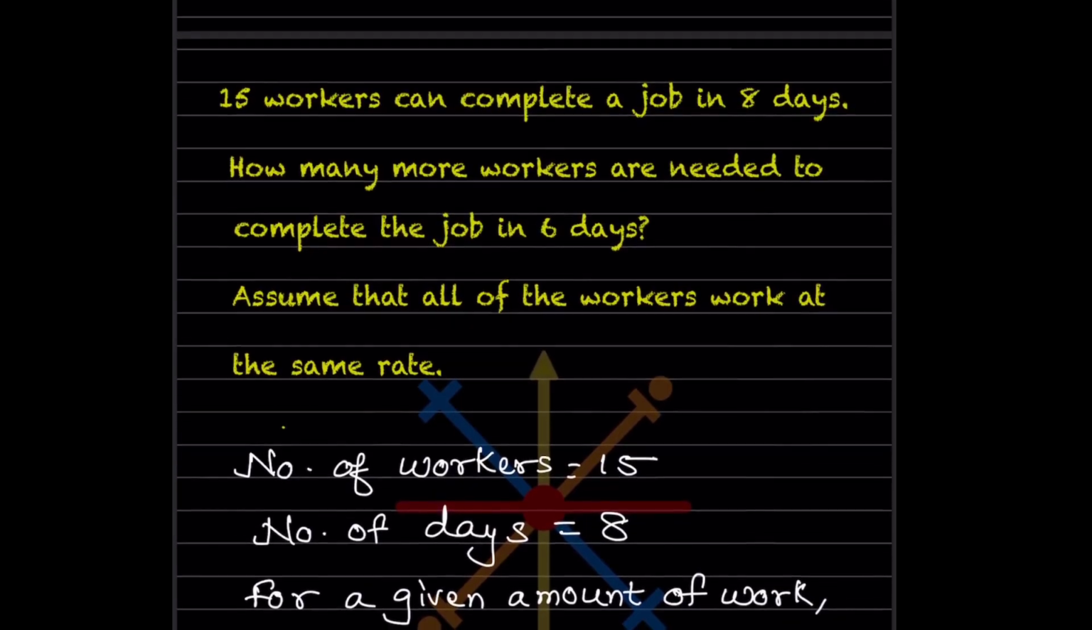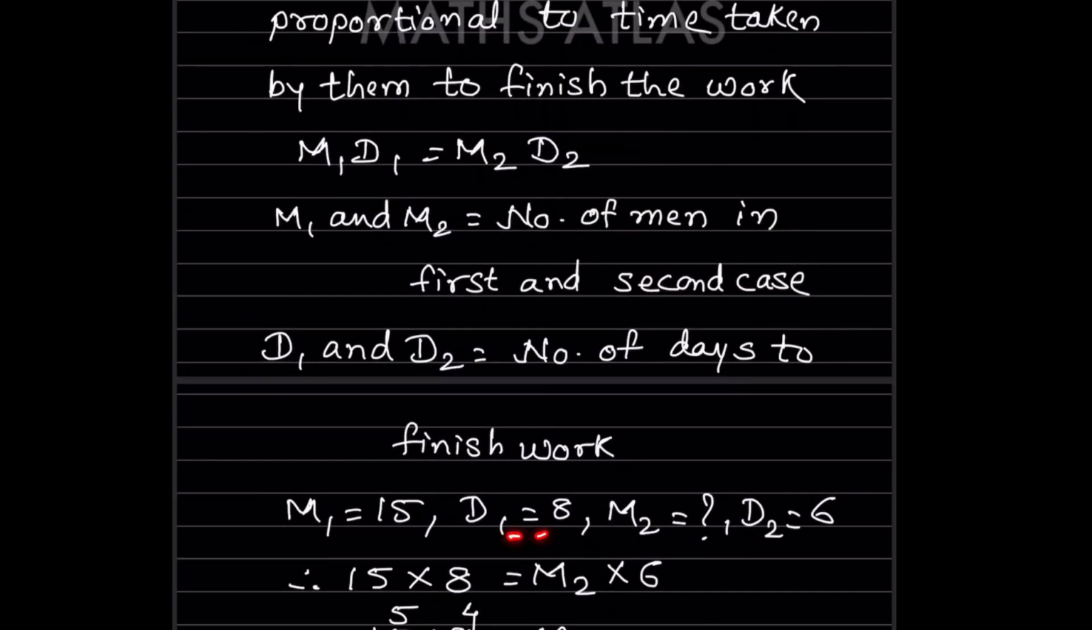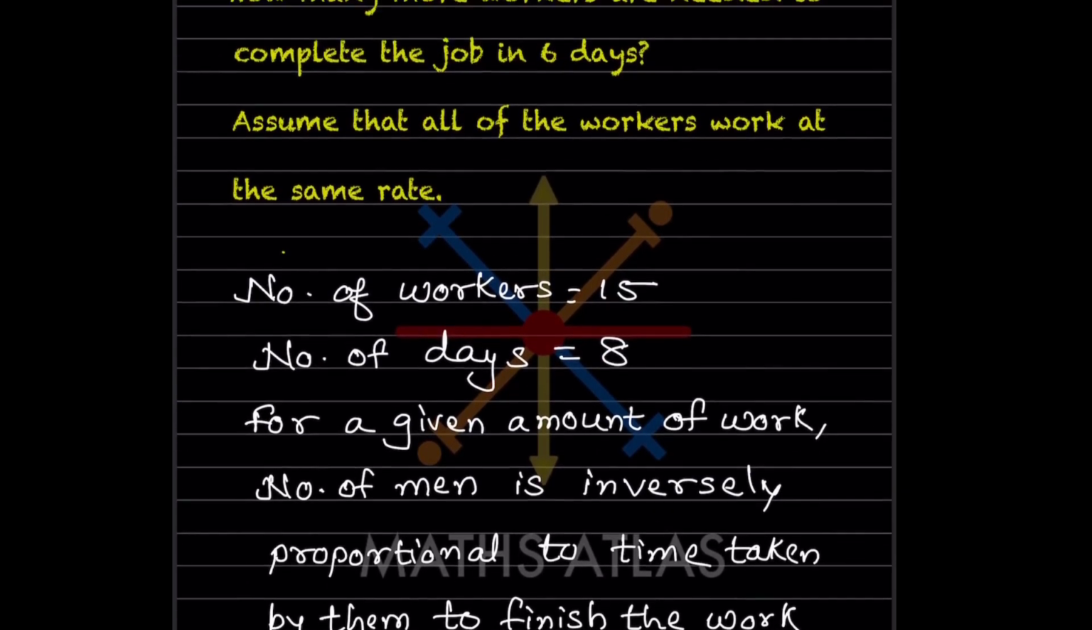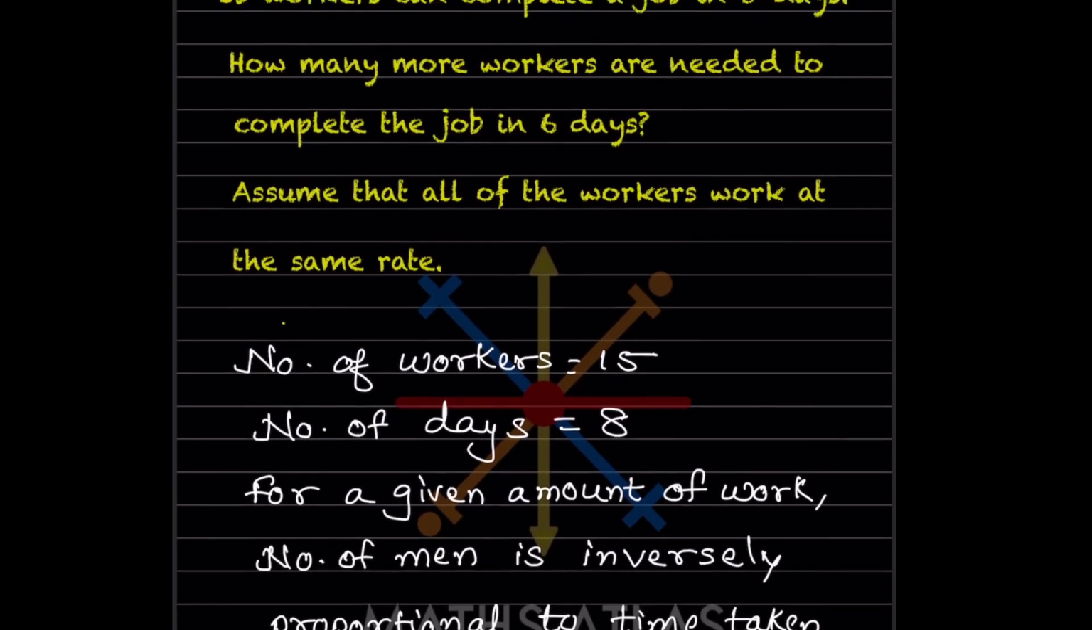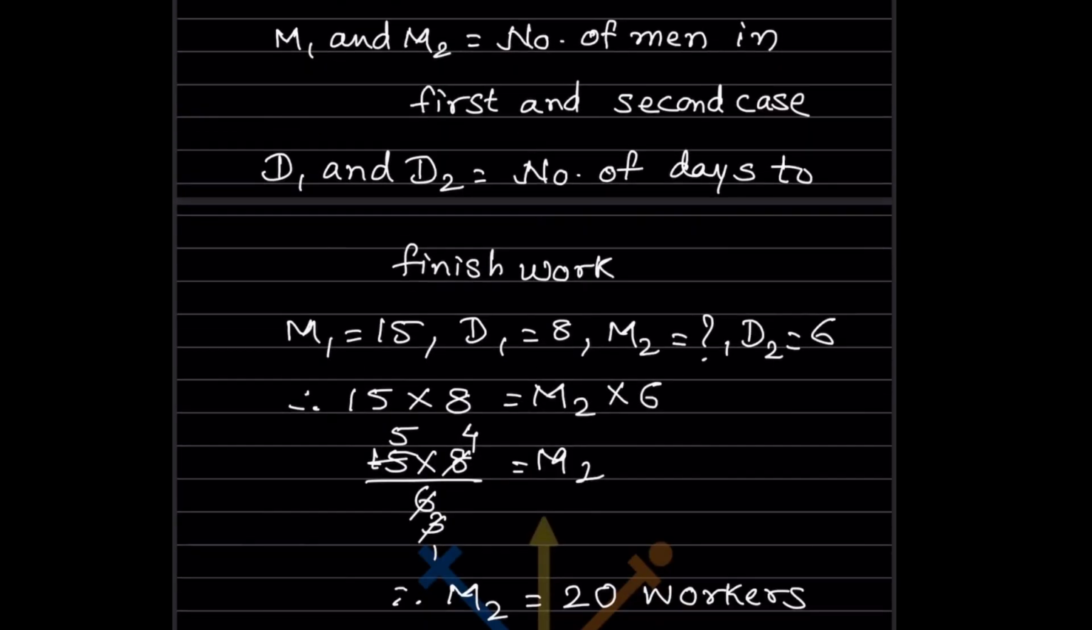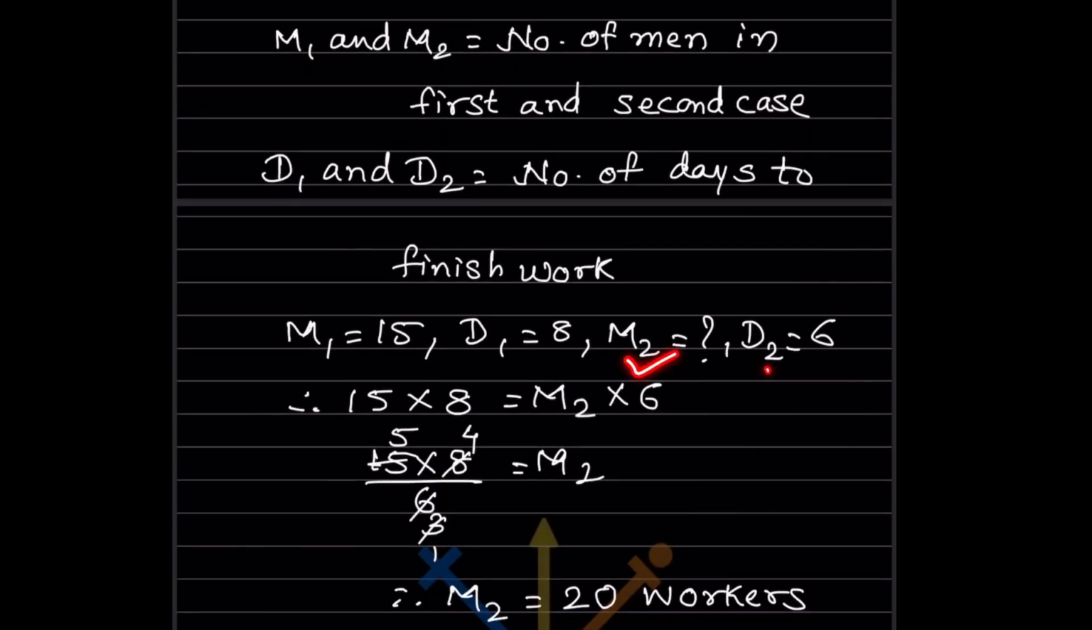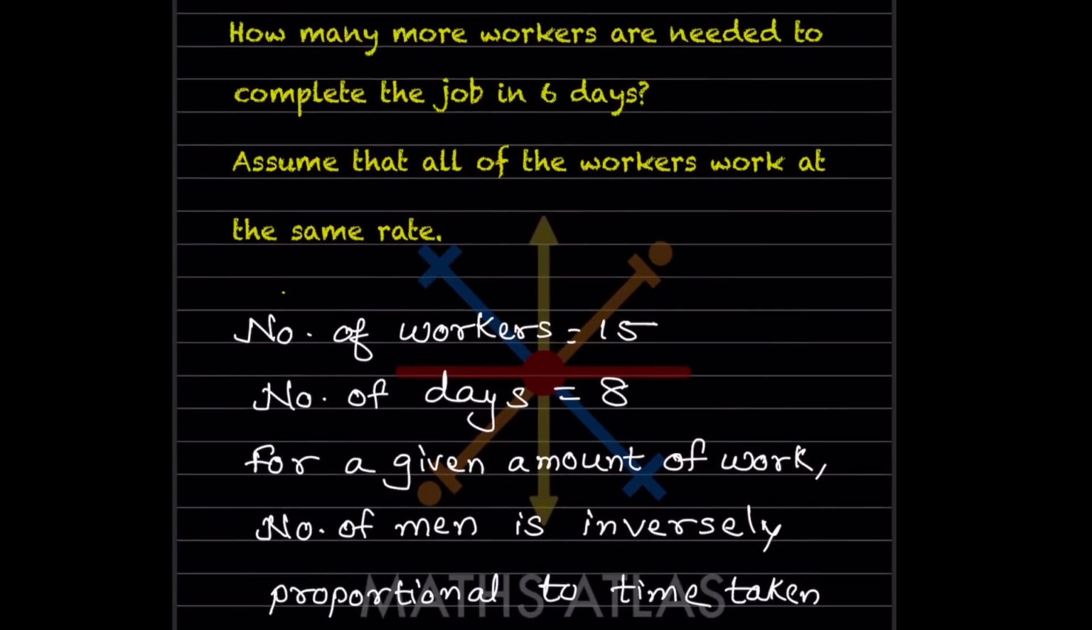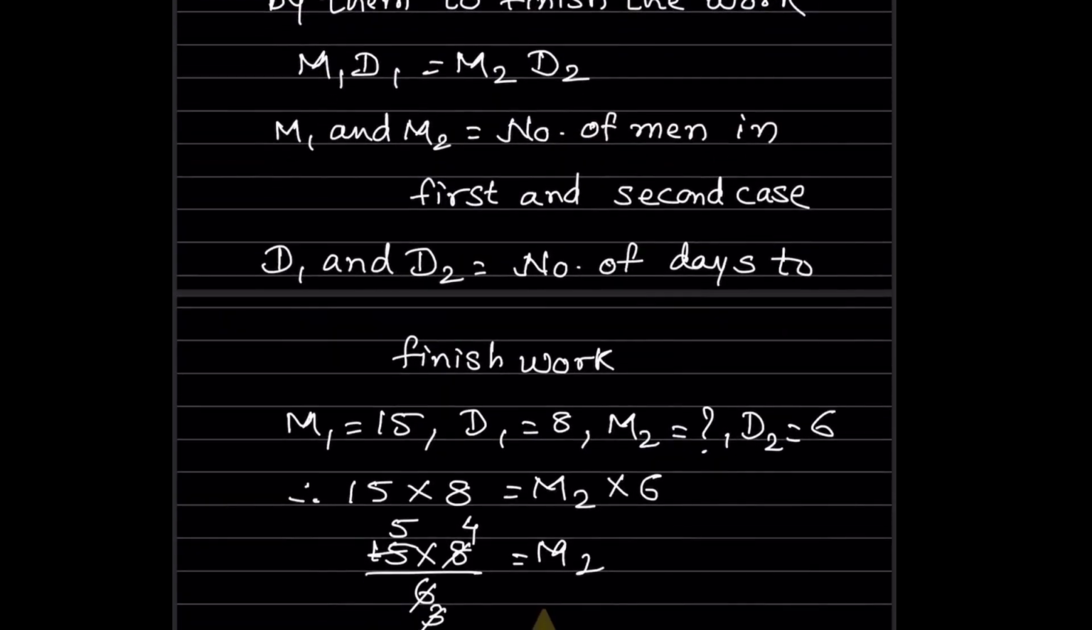So now here, what is M1? M1 is given as 15. D1, the number of days, is 8. We don't know M2 and D2, that is what they asked. Assume that all of the workers means how many more workers are needed to complete the job. They have asked that in 6 days, so D2 is going to be 6. So now what will you do here? You are going to put these values in this formula.